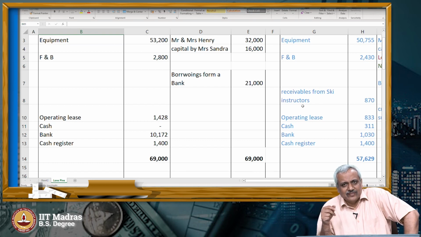In the next session, we will do one more numerical on cash flow statement before we move further.